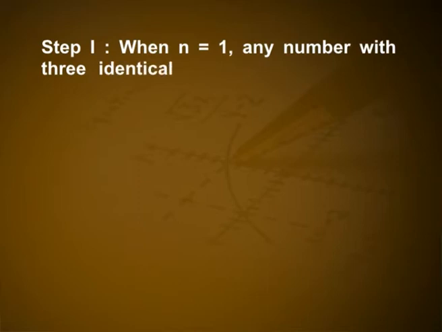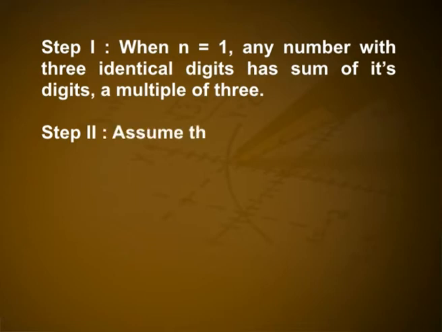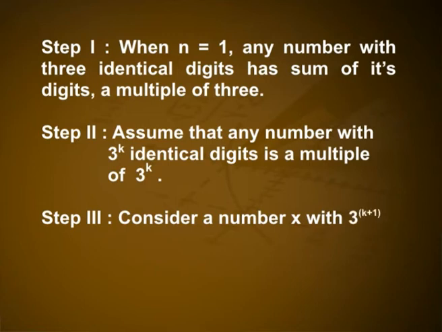Example: any integer composed of 3 raised to n identical digits is divisible by 3 raised to n. For example, 777 is divisible by 3, a number composed of 9 5s is divisible by 9, etc. Step 1. When n equals 1, any number with 3 identical digits has sum of its digits a multiple of 3. Step 2. Assume that any number with 3 raised to k identical digits is a multiple of 3 raised to k. Step 3. Consider a number x with 3 raised to k plus 1 identical digits.